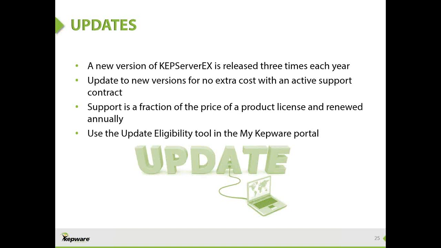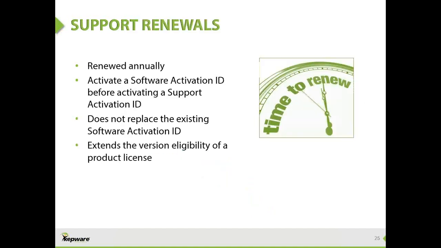If you check that eligibility tool and you are eligible for an upgrade, you simply download the new version, choose a time when production is not running, because you're going to need to stop the runtime service, go through the new install process, and restart the server runtime. If your install is not eligible for an upgrade, you're going to want to contact your regional distributor or Kepware to renew or reinstate your support contract.